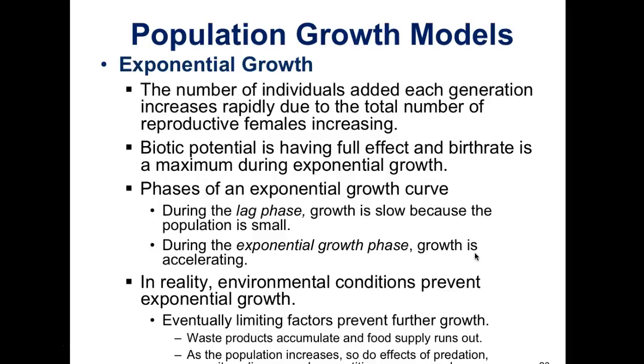Ultimately, in reality, environmental conditions prevent exponential growth. Eventually, there are limiting factors that are going to prevent further growth, such as waste products that accumulate and food supply that would run out. So as the population increases, so do effects of predation, parasites, diseases, and competition among members.